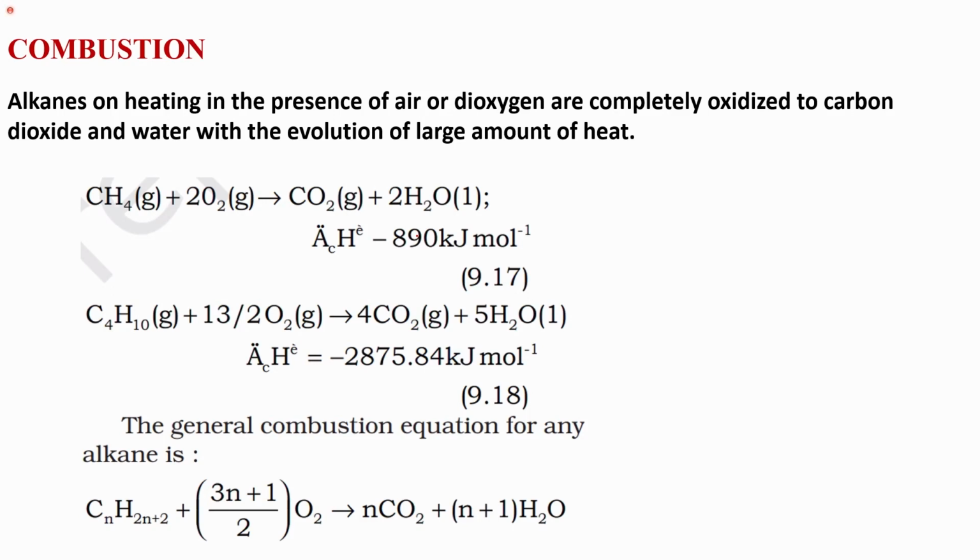So this is CH4 plus O2. We know that both are gases, right? Methane is a gas, oxygen is a gas, and the products are carbon dioxide and water. Water is a liquid, so that's why in the bracket it is written as liquid. Carbon dioxide is the gas. So this is the enthalpy, minus 890 kilojoule per mole. Then C4H10 plus 13 by 2 O2 gives 4 carbon dioxide plus 5 H2O. So this is the liquid molecule.